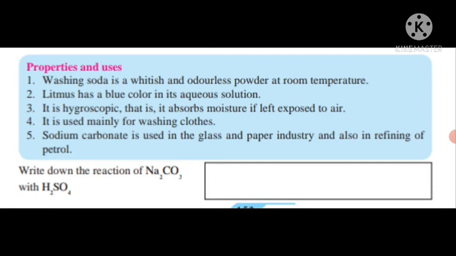So we can write the reaction between sodium carbonate, that is washing soda, and sulfuric acid. When washing soda reacts with sulfuric acid, we get Na2SO4, that is sodium sulfate, plus H2O, water, plus CO2, carbon dioxide gas.